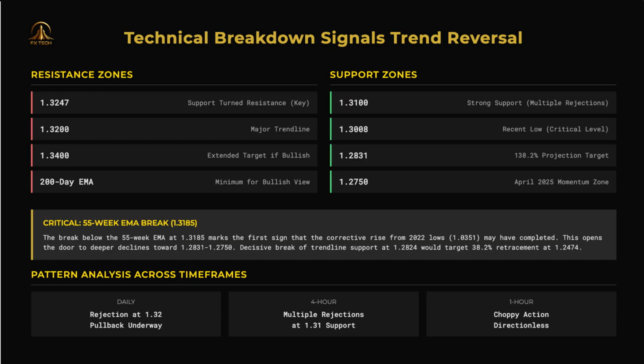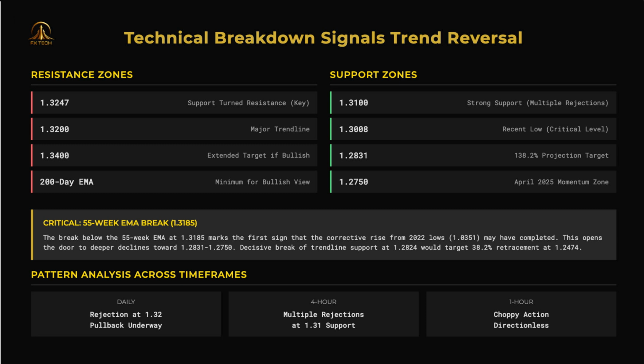The technical picture shows critical resistance at 1.3247, which represents former support turned resistance, and the major trend line at 1.3200. On the support side, 1.3100 has provided strong support with multiple rejections, while the recent low at 1.3008 represents a critical level. Below that, the 138.2% projection target at 1.2831 and the April 2025 momentum zone at 1.2750 are key downside objectives.